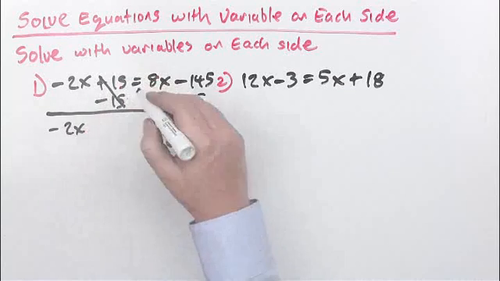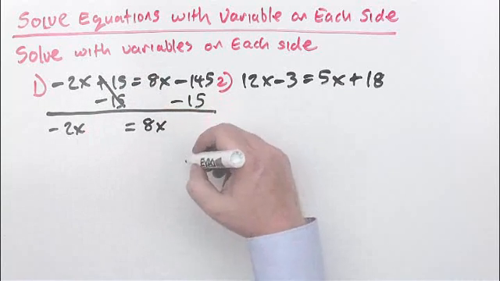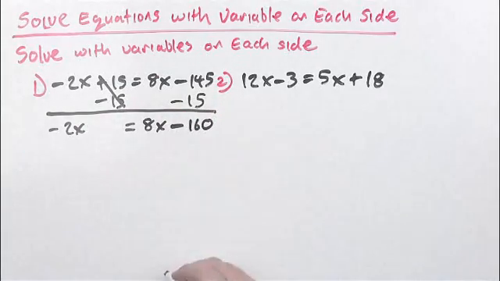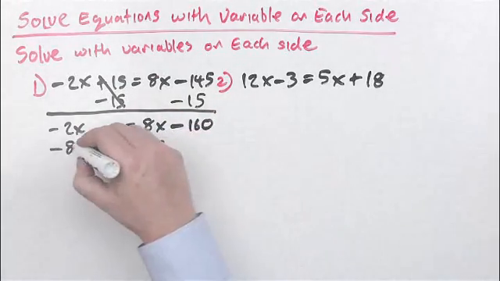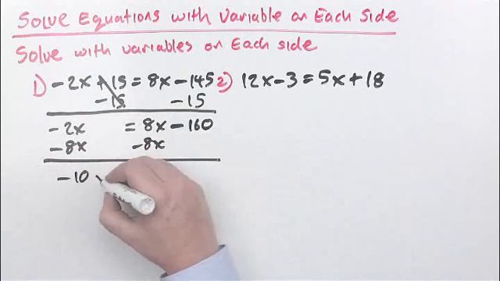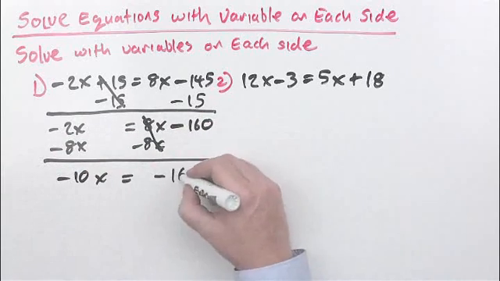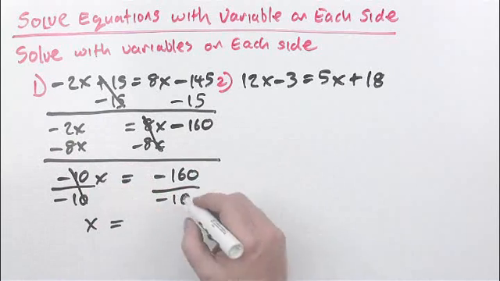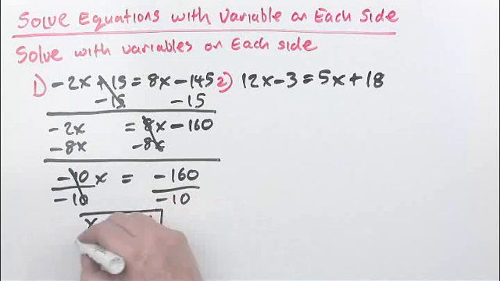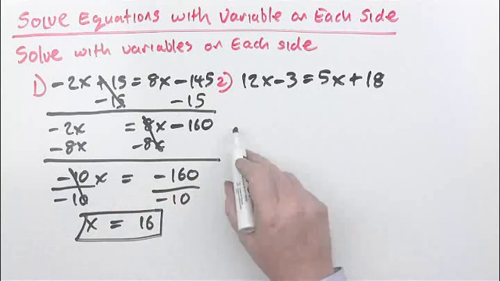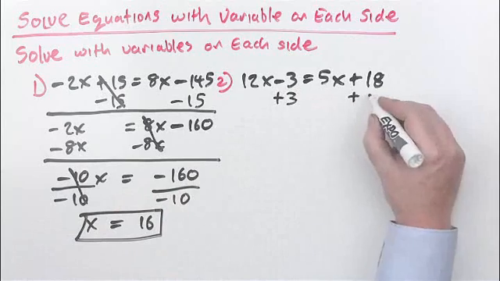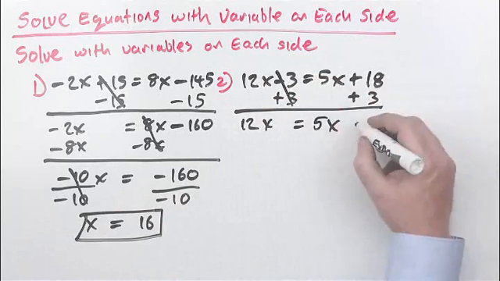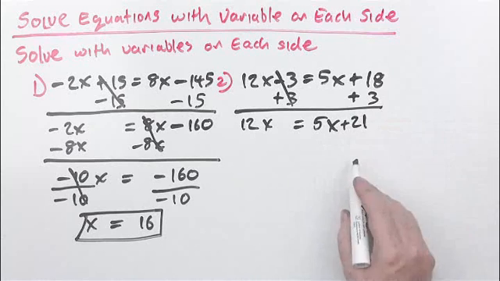I always want to get the variables and constants on opposite sides, so I subtract 15 here to get rid of that constant. 8x minus... so that would be negative 160. It doesn't matter what order I do it, but as you can see in this one, I'm ending up with all negatives, which makes it a little bit harder for some people. So I'm going to get negative 10x is equal to negative 160, divided by negative 10.